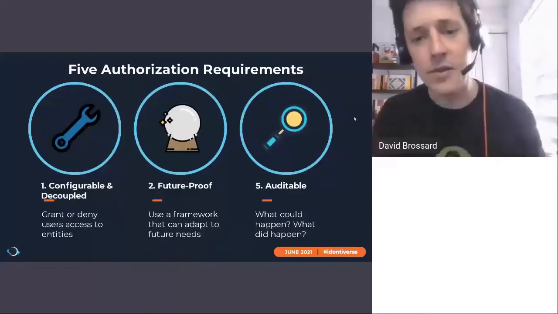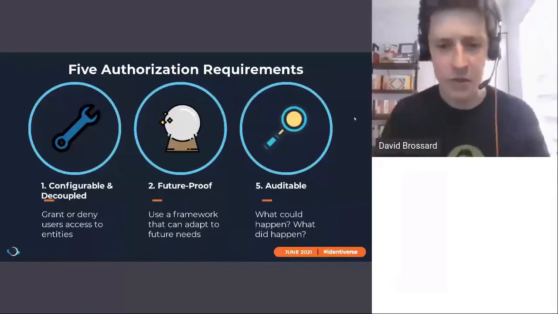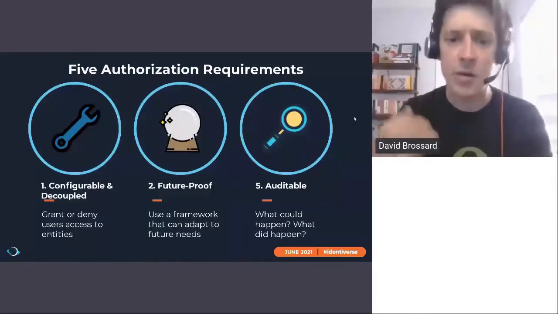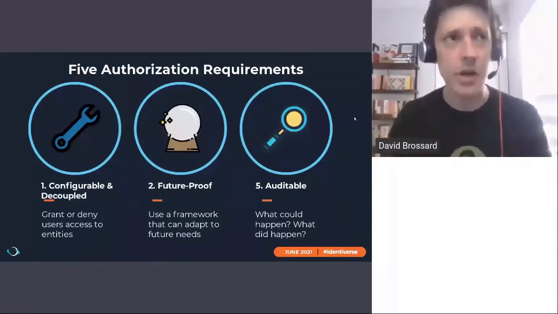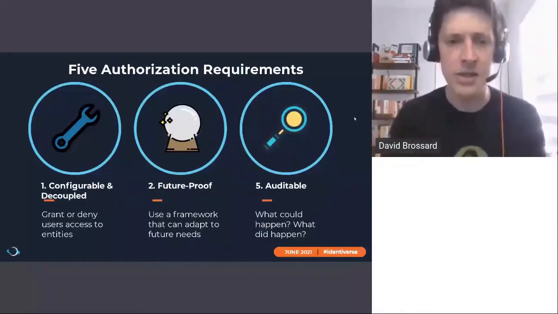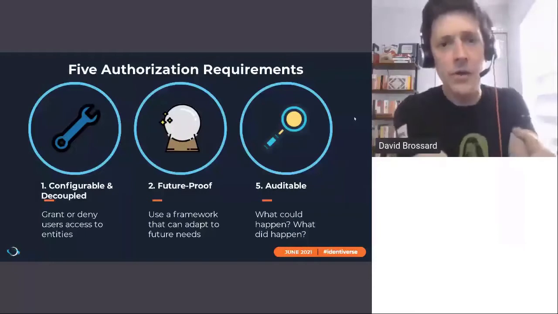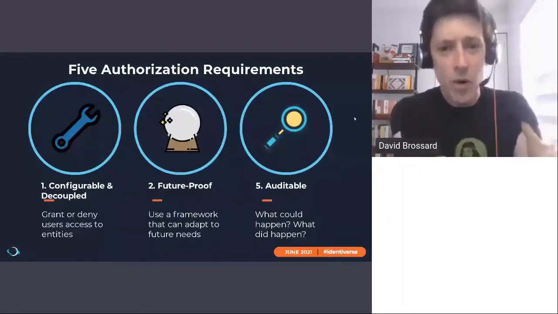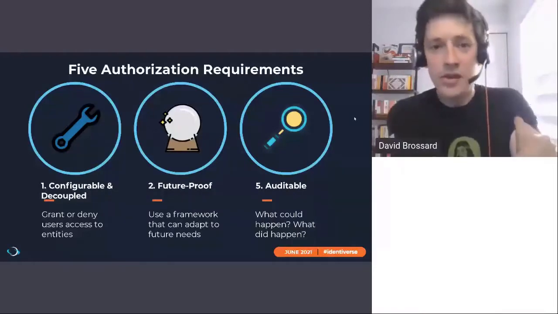So to guide the conversation and to guide you in your quest for better authorization, I've put together a series of requirements and definitions, and then we'll dive deeper into the existing standards and what you can do with those existing standards. But first off, here are 5 authorization requirements, and yes, I do know how to count. So number 1, you want your authorization to be configurable and decoupled.